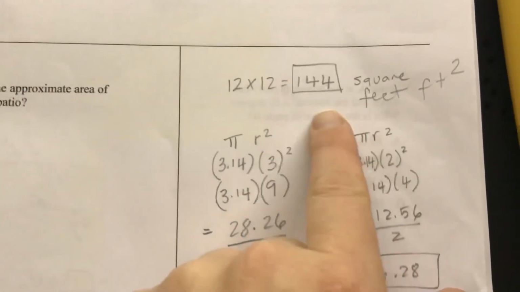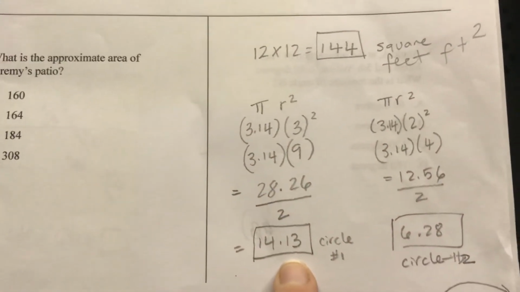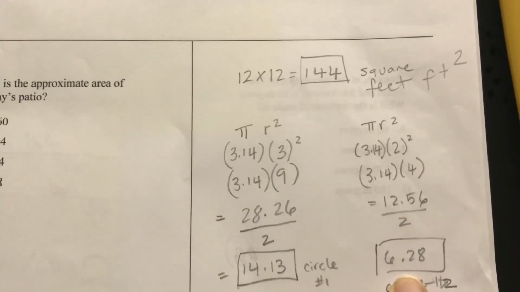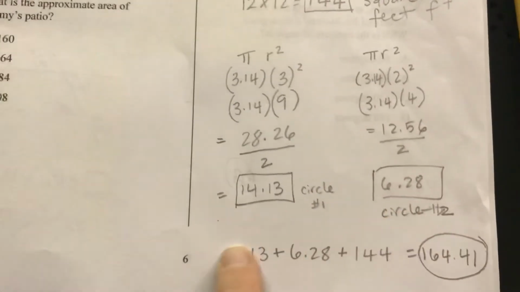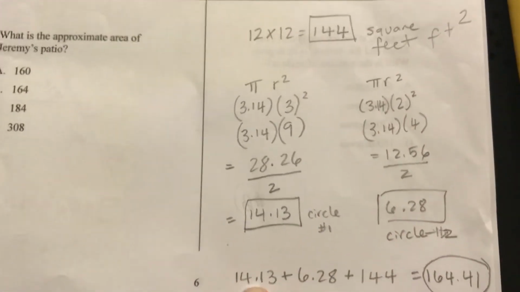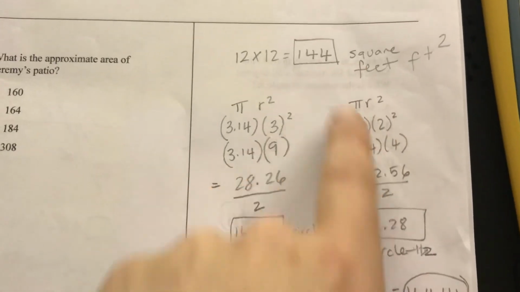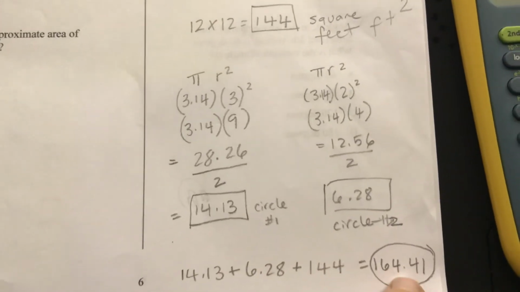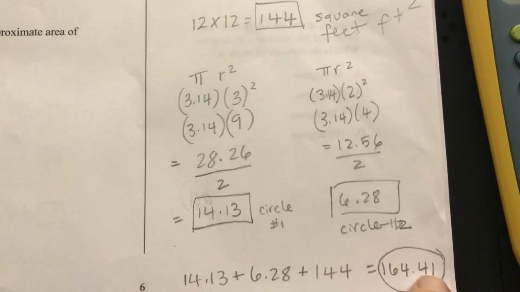Ooh, so now I have the area of the square, the area of one half circle, and the area of the other half circle. Now what do I have to do with all these three? I have to add them together. So my final step is half circle, half circle, and the square. I'm going to add them up together, put them into my calculator, and my final answer is 164.41 square feet.